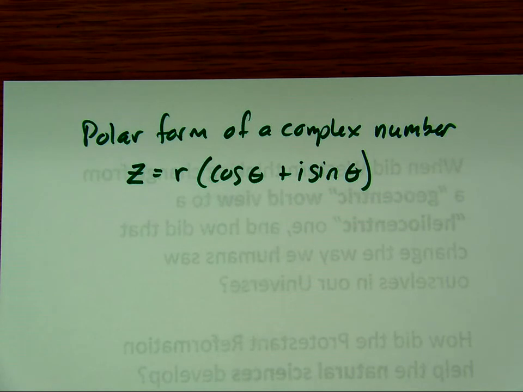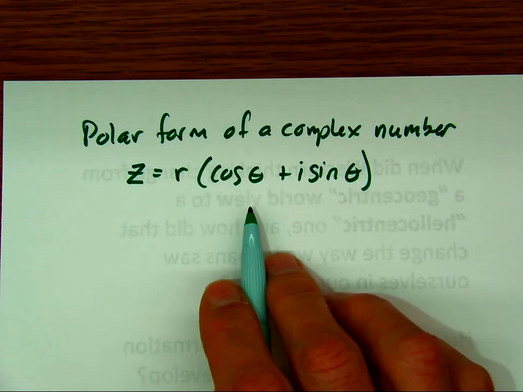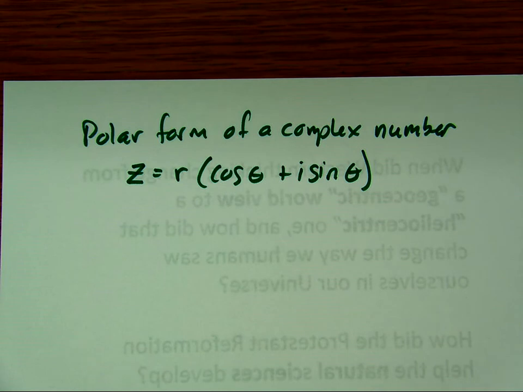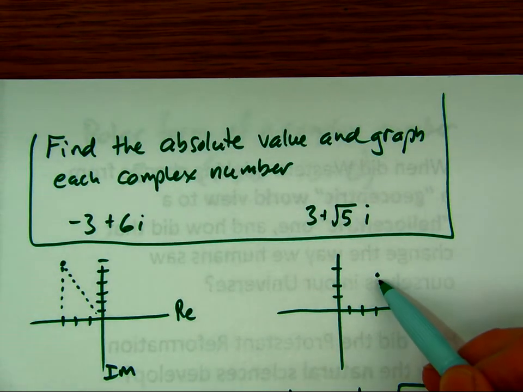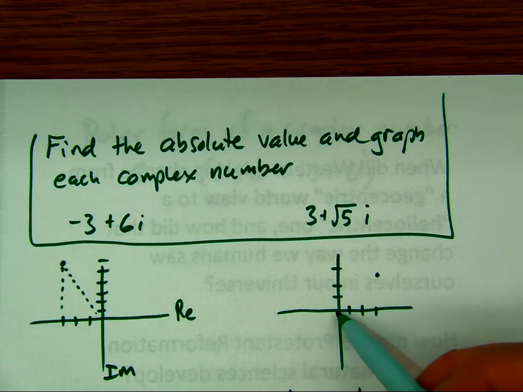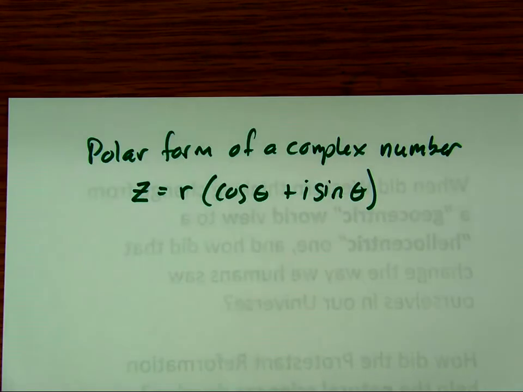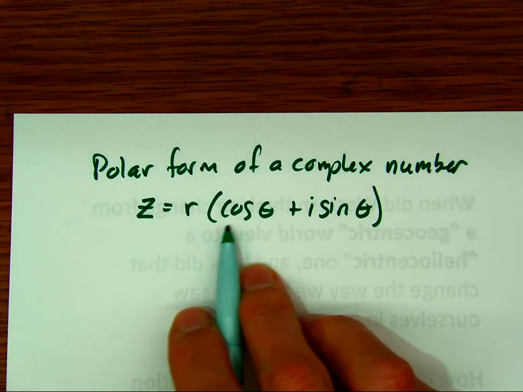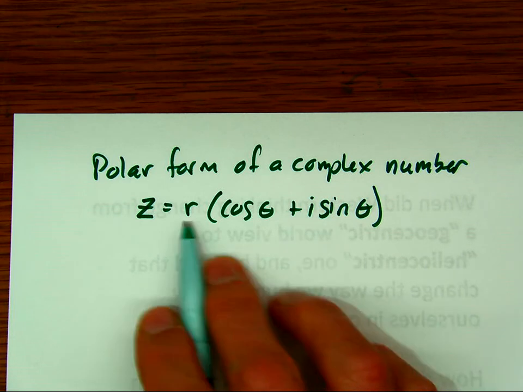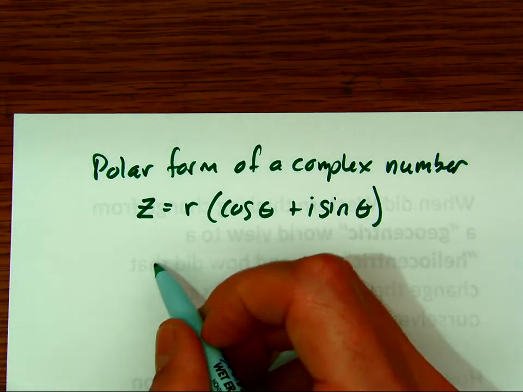All right, and polar form of a complex number. We are going to talk about a location in the plane. Just like we did with polar coordinates, we can talk about this location as being a radius and theta. And when we do that, we can represent the complex number as a radius times cosine theta and i times a radius times sine theta.